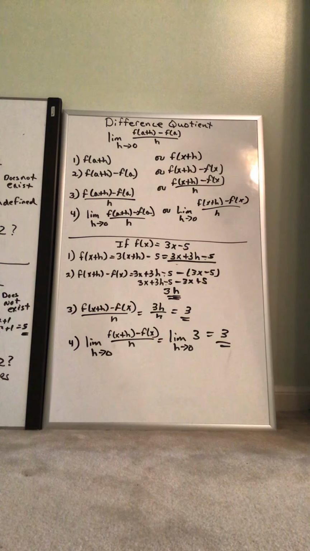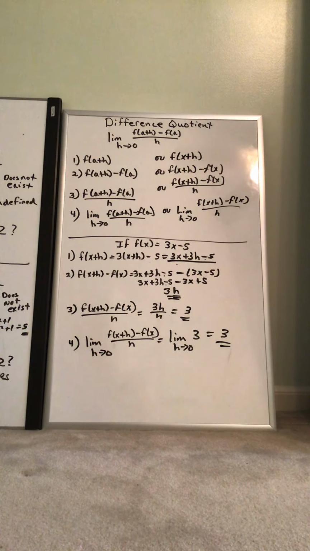So there's an example here, and I said if f of x is equal to 3x minus 5, because I usually use x's in my equations. So I did the first step. I replaced every x with x plus h. So I took 3 times x plus h minus 5. Gave me 3x plus 3h minus 5.